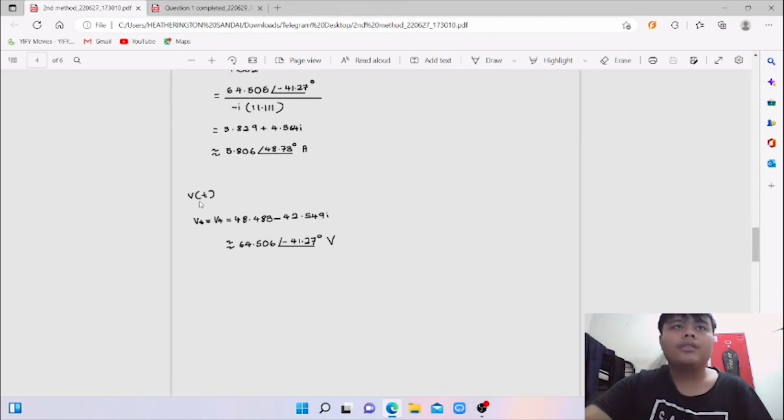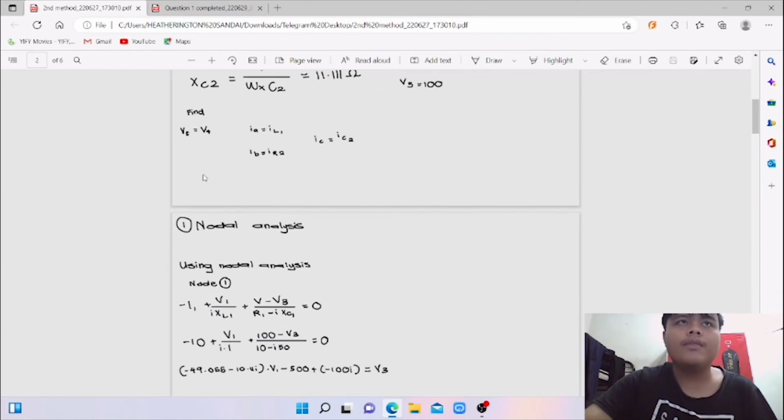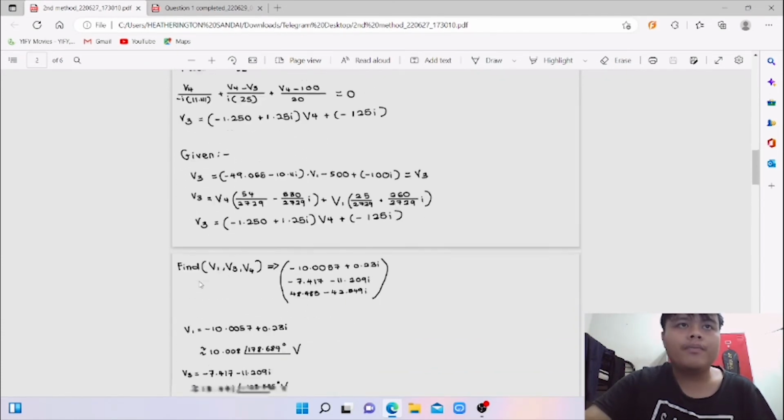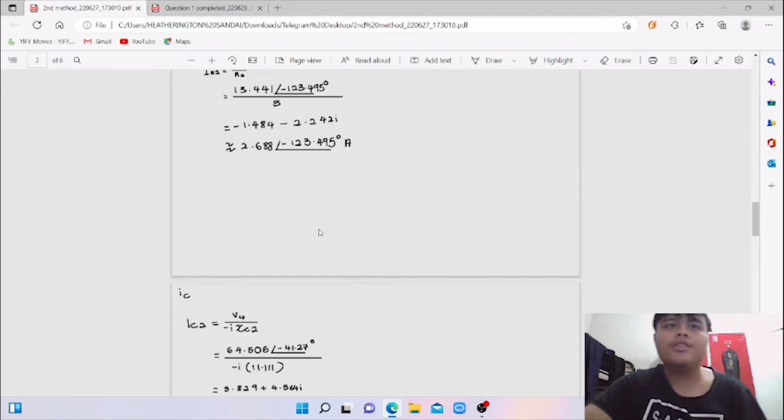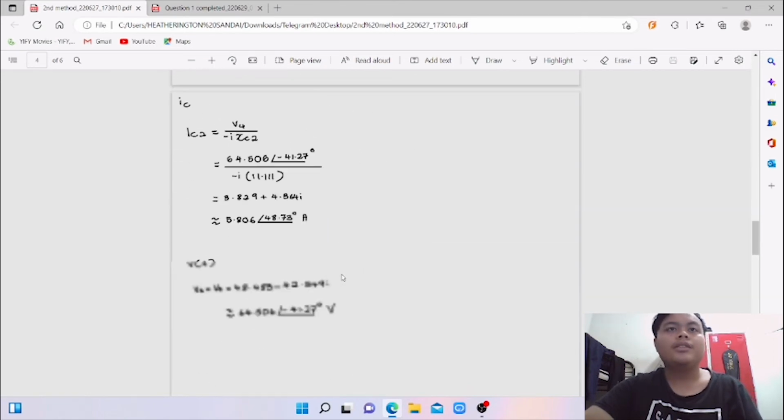And then the V total is the same as V4. V in node 4. So as you can see, V in node 4 is this one. You can use that to calculate here, put it here, and then the answer becomes this one. We get the same answer as before.